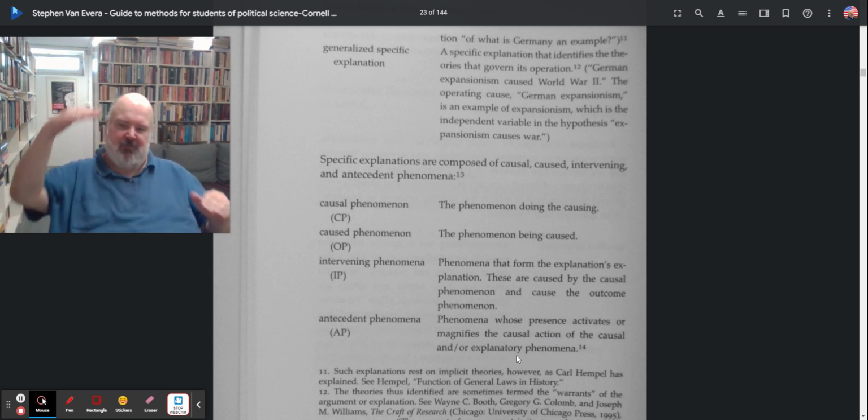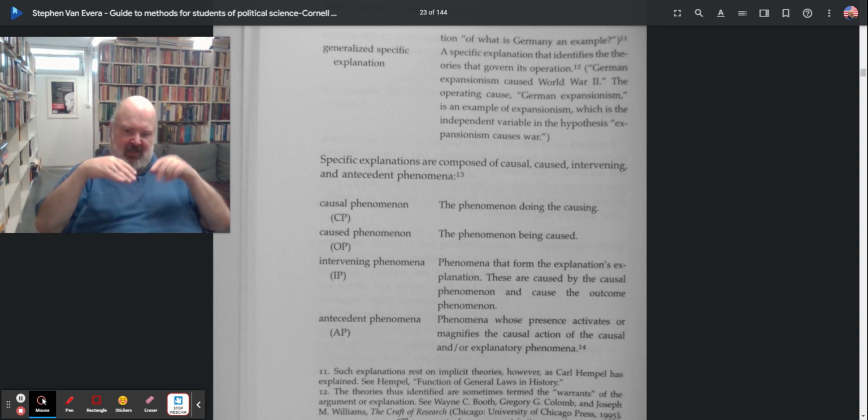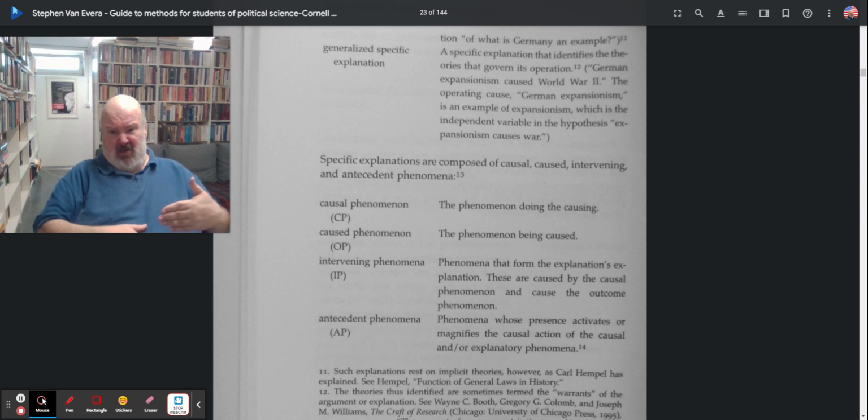So again, the concept of phenomena is the specific. When we're looking at this, he's calling phenomena here specific things. In other words, he's looking at the specific. We're looking at a specific case. We're looking at the things in the world, that class. Specific explanations are composed of causal, caused, intervening entities and phenomena.